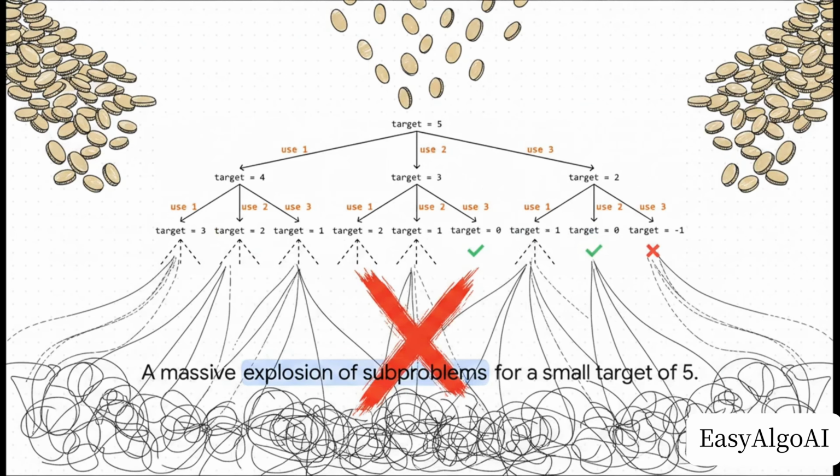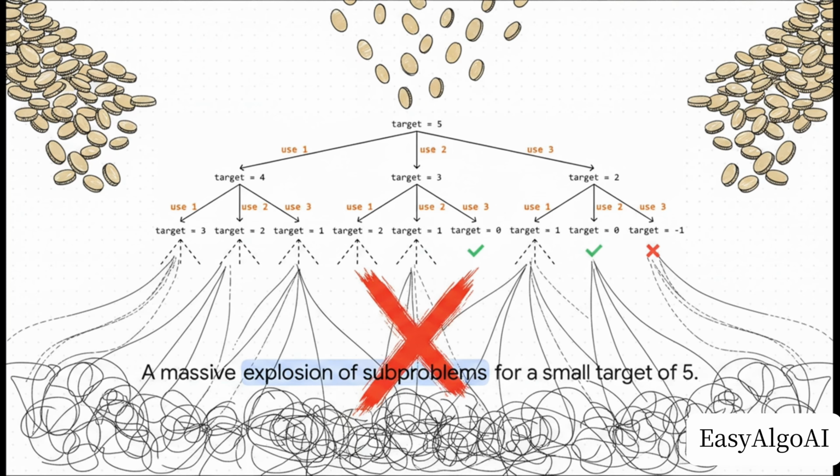And wow, this right here brilliantly illustrates the fatal flaw of this naive top-down method. Because we have an unlimited supply of coins, the computer is going to aggressively try every single path. Even for a tiny target like 5, the branches literally explode into a massive chaotic tree. Every subproblem creates 3 more subproblems, and those create 3 more.